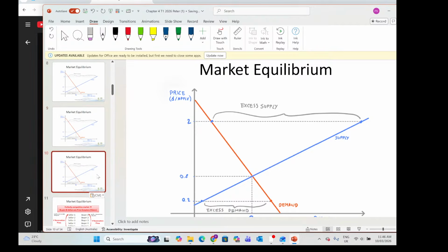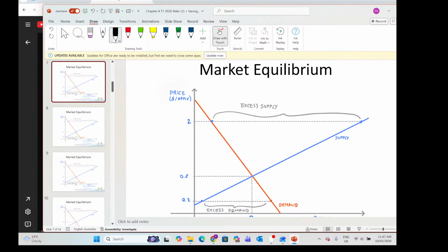Okay, I've now got a few copies of the slide because I want to write a number of things on these slides. So let's start at the top. So first of all, we've got market equilibrium. Now the market equilibrium will be here. There's the market equilibrium.